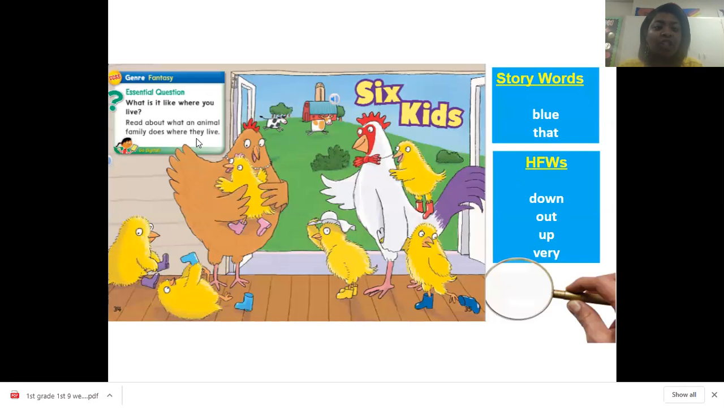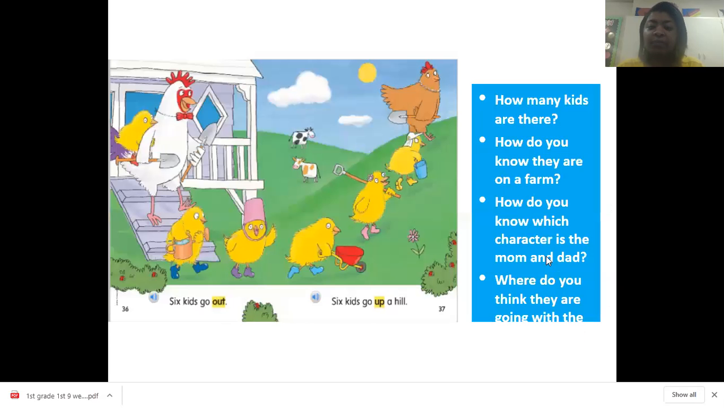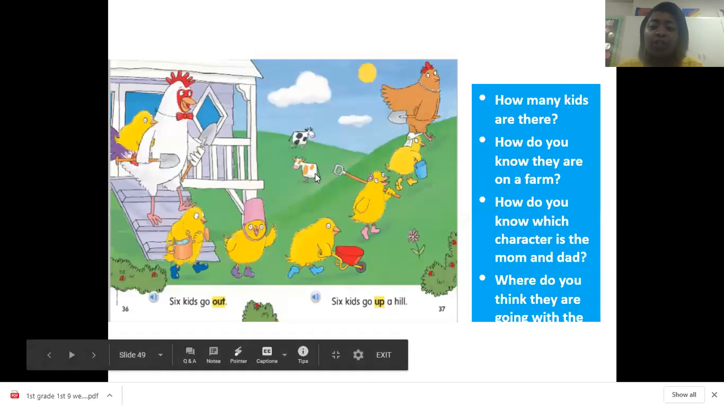Our essential question is, what is it like where you live? This is our story, 6 Kids. Here are some words that you will find in the story. This word is blue. This word is that. Our high frequency words: down, out, up, very. I'm going to read it, and here are some questions that you can think about as we read.